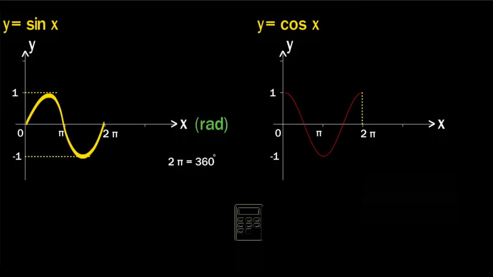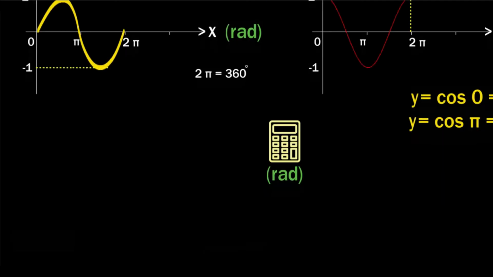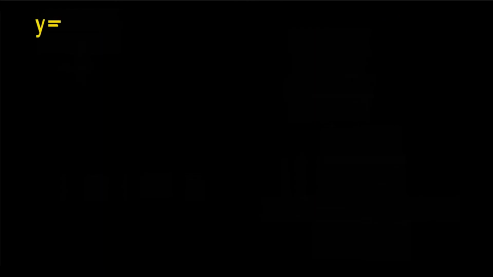So you can press your calculator and input y equal to cos 0. You will actually get the answer 1. And you can also do the same for y equal to cos pi. You will get -1. Make sure that your calculator is in radian mode, radian instead of degree.